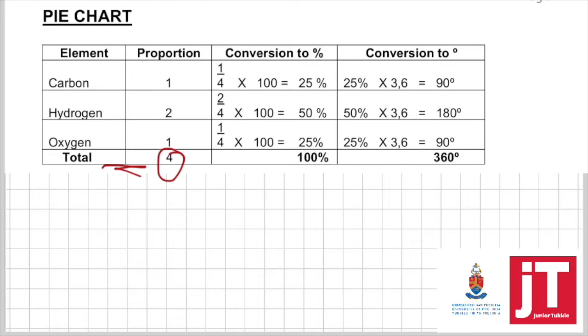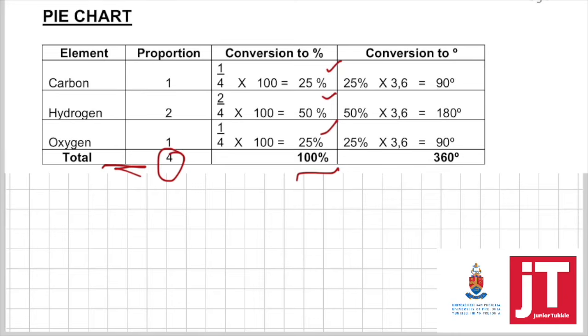So how do you work percentage? You take 1 over 4 and you multiply it by 100. That gives you 25%. For hydrogen, you take 2 over 4, multiply by 100. We know that's going to give us 50%. And we already know that the oxygen is the same as the carbon, 25%. Yes, you do get 100%.